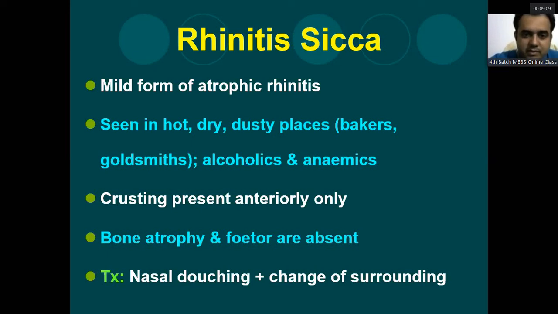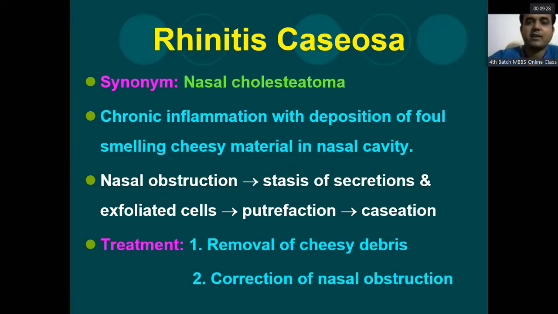So now you know what is atrophic rhinitis, and just imagine that it is just a milder form. There is crusting, so that is why it has been said to be the milder form. But there is no fetor and there is no bone atrophy, and the treatment is by nasal douching. And because it is occupational, bakers and goldsmiths, so the change of the surrounding or occupation. And Rhinitis caseosa.